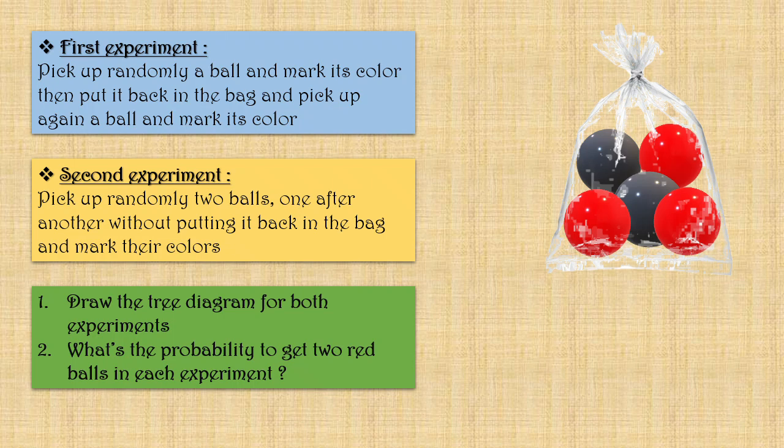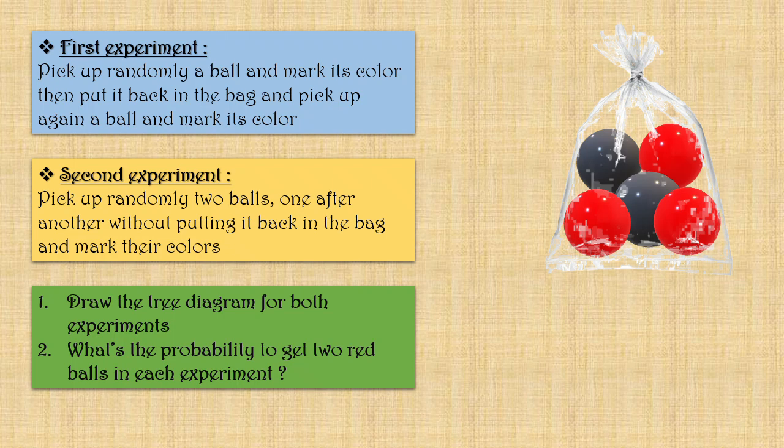After that, we make a second experiment that consists of picking up 2 balls, randomly, one after another, without putting the first picked ball back into the bag, and mark their colors. So, we're asked, at first, to draw the tree diagrams for both of these experiments. And then, to calculate the probability to get 2 red balls in each experiment.